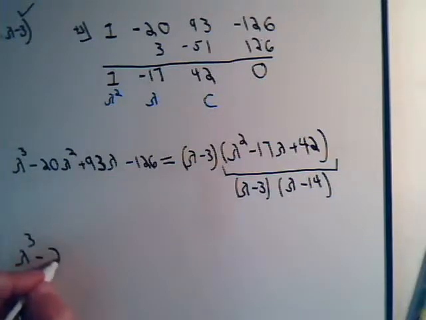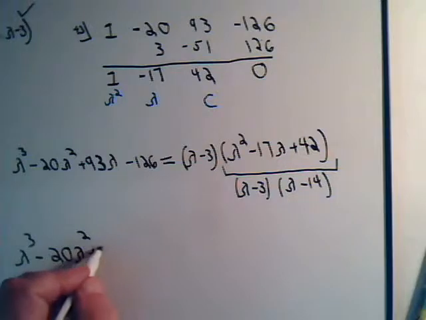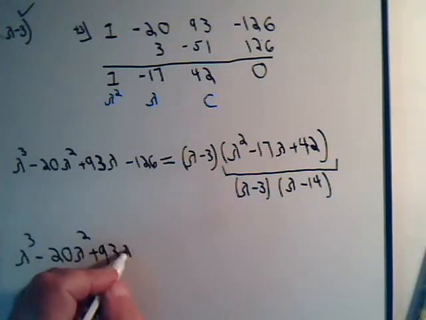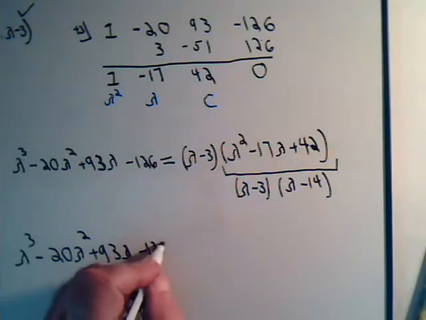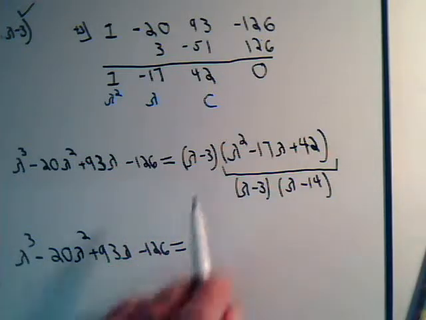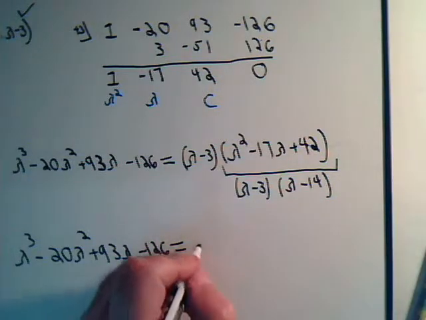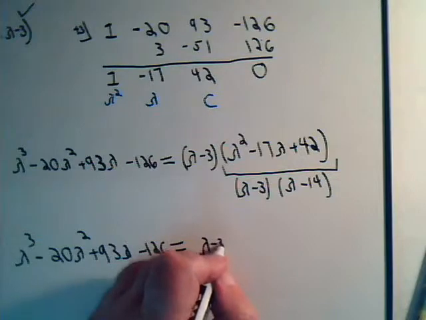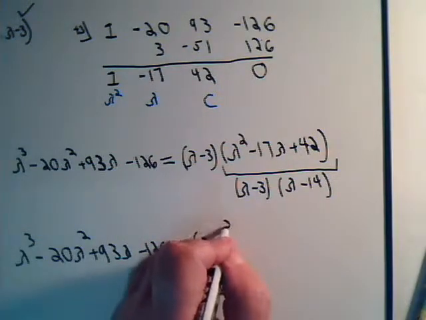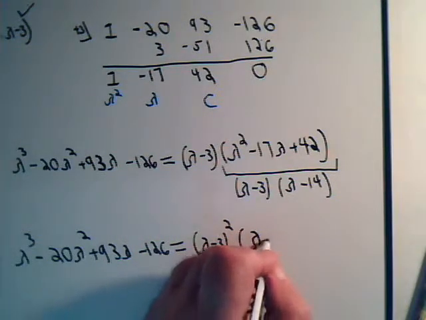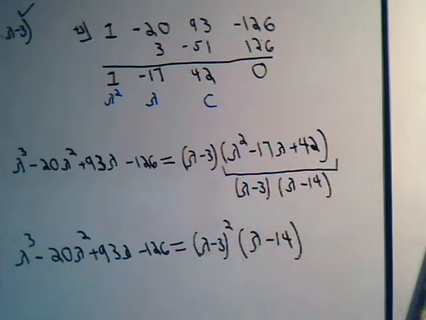So finally, we can make a determination here. Our polynomial is equal to lambda minus 3 times lambda minus 3 times lambda minus 14.